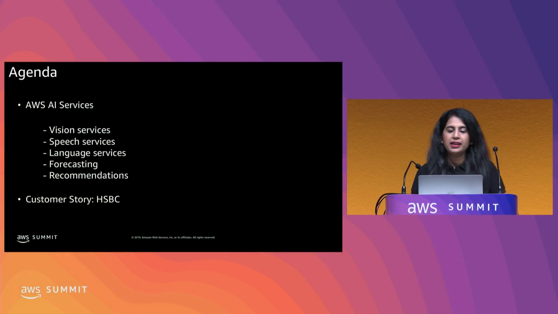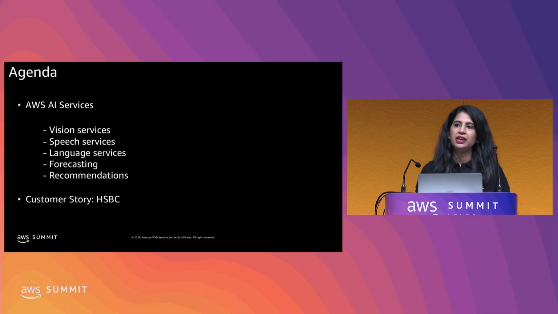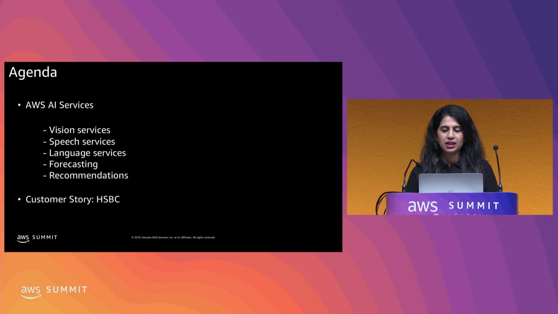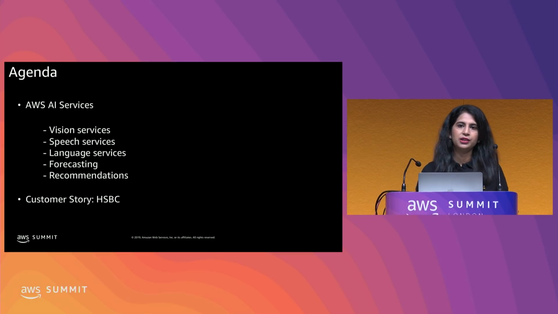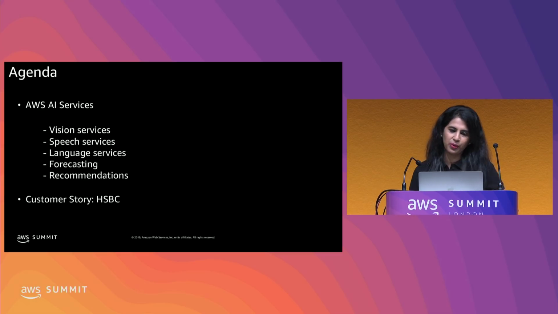The agenda for today is going to be an overview of all of the AWS AI services. And we'll walk through some use cases, some reference architectures, and we also have a customer with us, HSBC, who will share their story. And by the way, it's a really cool one, so you want to hang around listening to that.